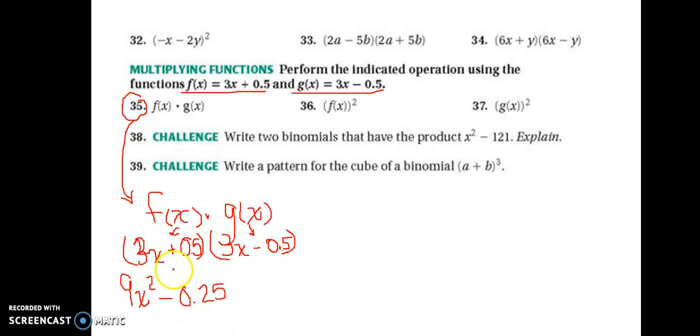So you may have noticed that when you do this, the middle term cancels out because the outer is 3x times negative 0.5, so that gives you negative 1.5x, and the inner is positive 1.5x.